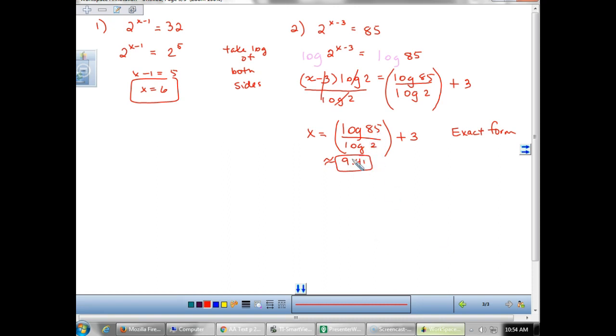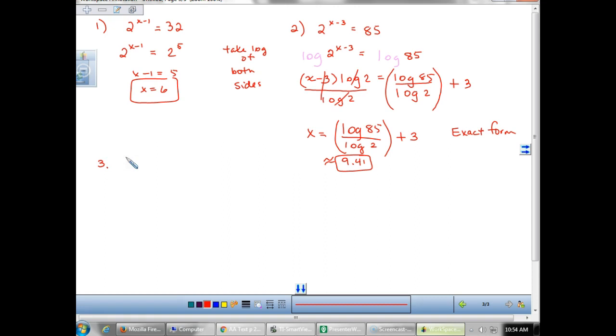Now, you do not want to do it in the calculator little by little because you lose some precision. So it's best if you write everything out and then in the end plug it all in the calculator. That's the best way to approach these problems. Okay, let's do another one.